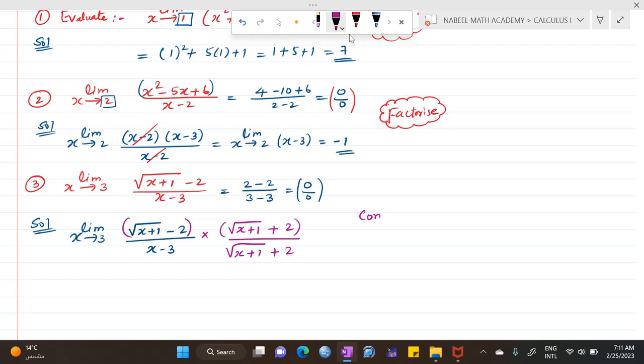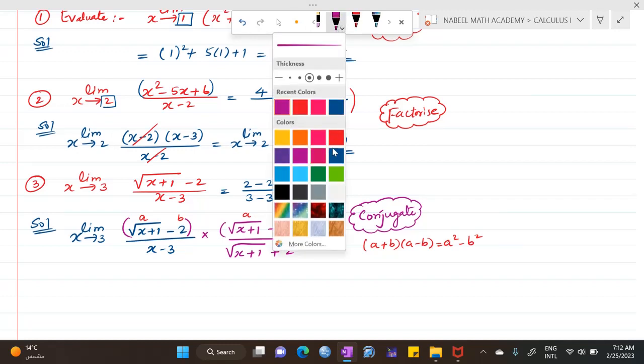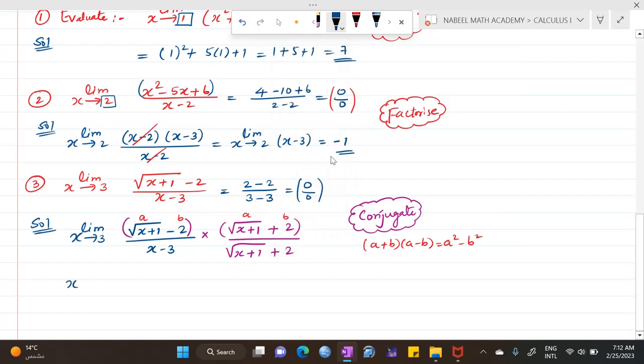So this is the concept of multiplying by the conjugate. Whenever you see the function has a root, and after applying the limit you get an indeterminate form, multiply by the conjugate. If it is plus, I multiply by minus. If it is minus, I multiply by plus. Now this is of the form a minus b, and this is a plus b. So we know that a plus b times a minus b is equal to a square minus b square. Now we are going to apply the same result here. So what happened? The limit as x approaches 3.